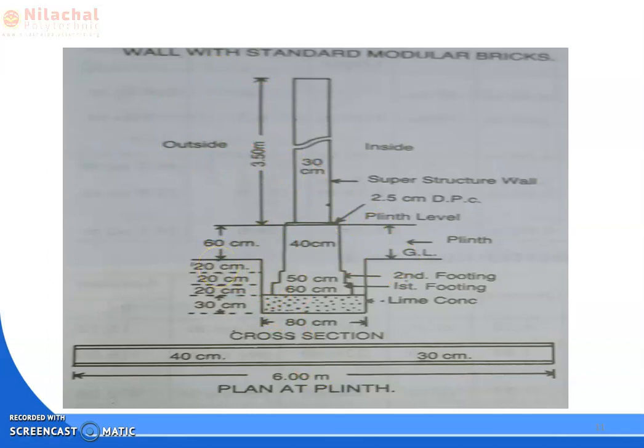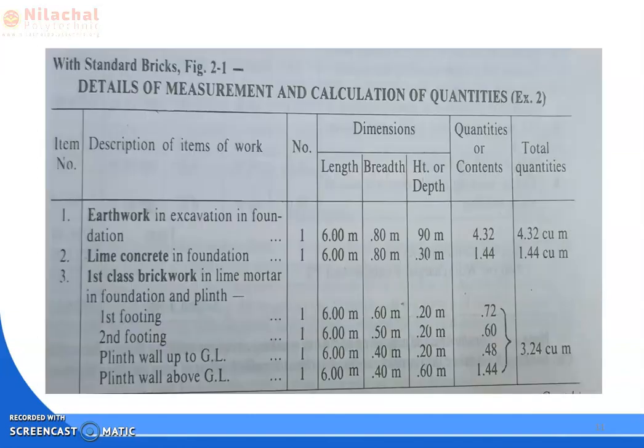So for the total thickness we add 30 centimeter plus 20 centimeter plus 20 centimeter plus 20 centimeter. 30 centimeter for what? 30 centimeter for lime concrete, 20 centimeter for the first footing, 20 centimeter for the second footing, then 20 centimeter for the 40 centimeter wall below the ground level. So here the total height is 90 centimeter. Okay, we can write the height in the remarks. Then we get the quantity.